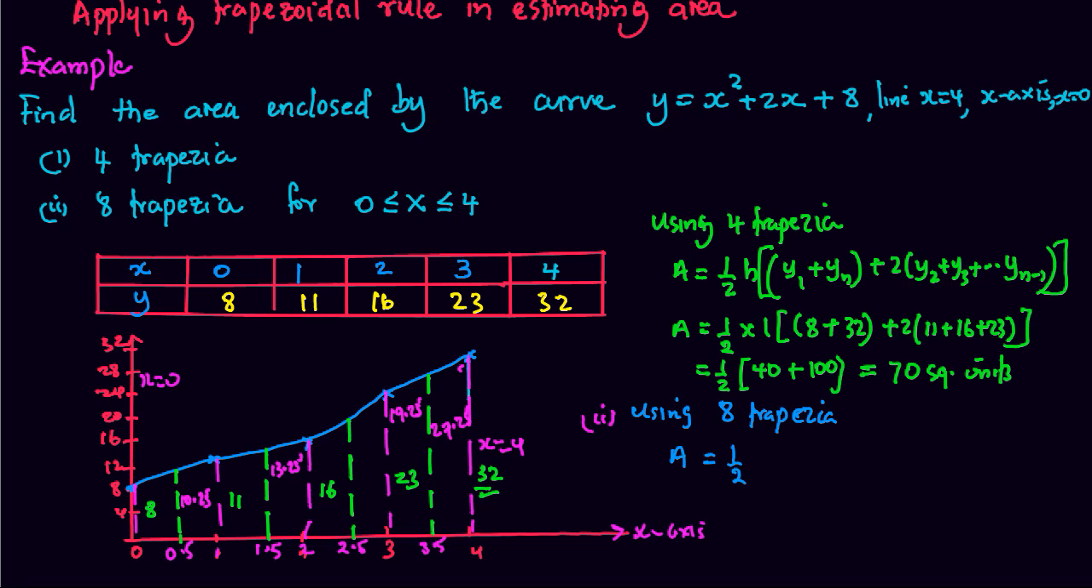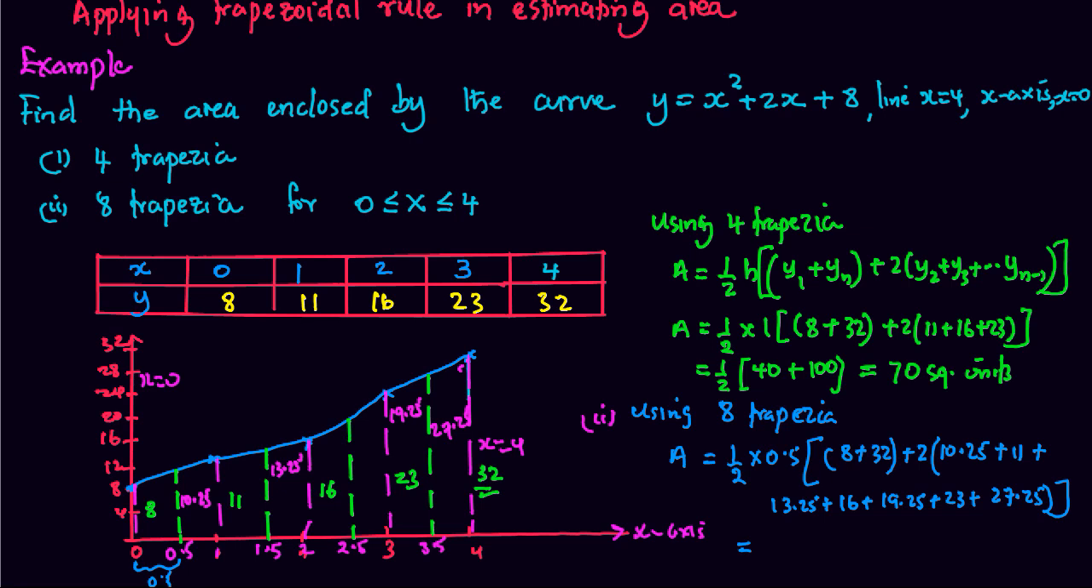For this case, the widths are 0.5. So that is a half times 0.5 into 8 plus 32. These are the outer boundaries, plus twice the inner boundaries. That is 10.25 plus 11 plus 13.25 plus 16 plus 19.25 plus 23 plus 27.25.